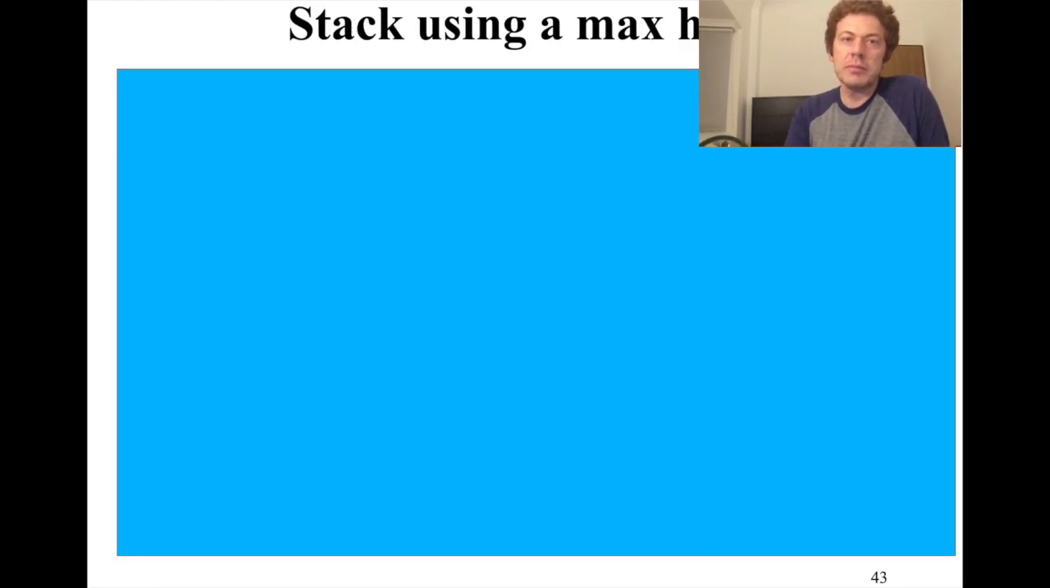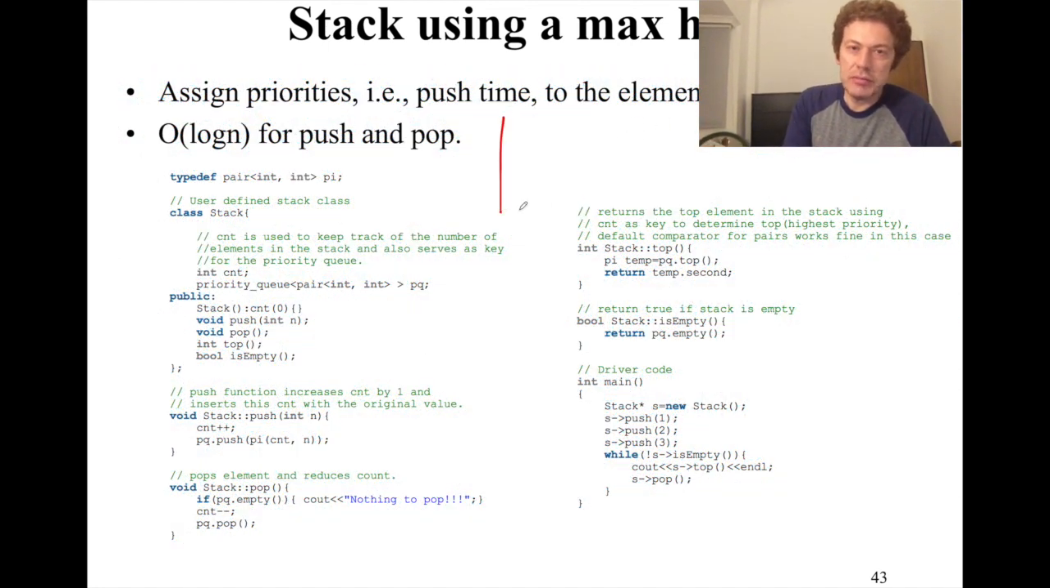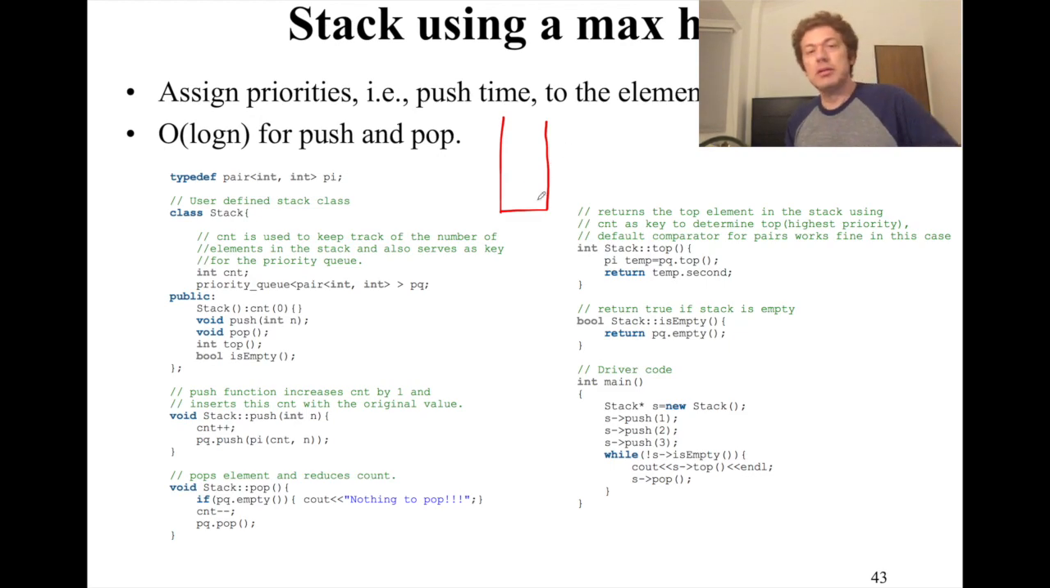Stack using a max heap. So remember, stack is a LIFO thing, last in first out. So if you attach the timestamp to each node, like this node is called C, letter C, but the time of insertion is 1. Right? Then this node K is inserted, the timestamp is 2. I read these times from a computer clock or something. Then E is coming, and the timestamp is 3.